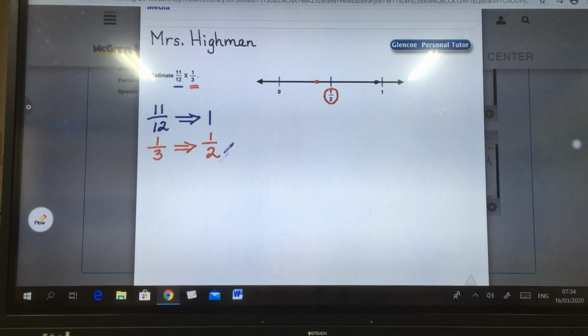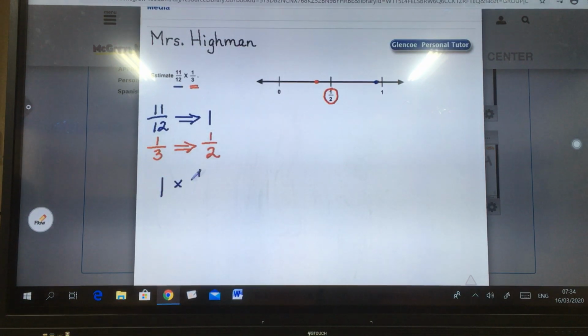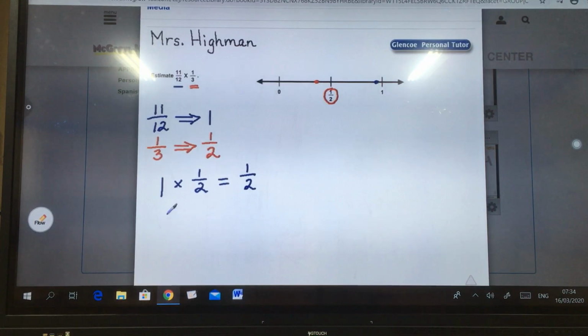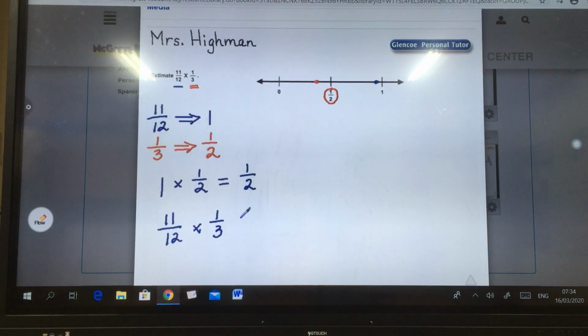All right, now if we use our new values to do our multiplication, we'll take 1 times 1/2. And when we multiply any number times 1, we get that number. So 1 times 1/2 is 1/2. So original problem, 11/12 times 1/3 is approximately equal to 1/2.